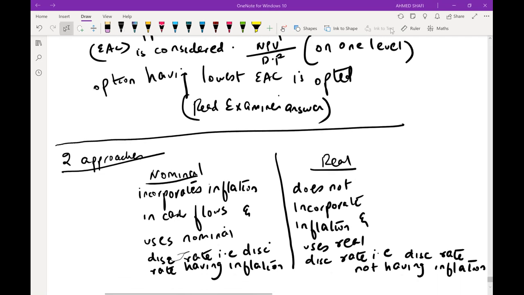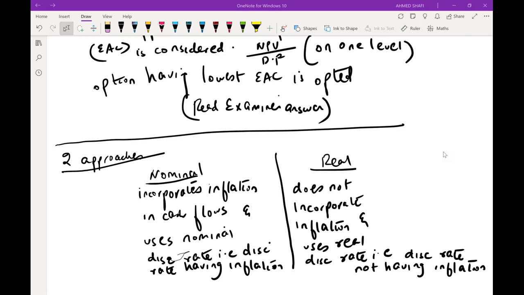So there are two approaches to deal with inflation. Nominal, real. Nominal means inflation is accounted for in cash flows, and we use nominal discount rate. Discount rate is also adjusted for inflation. And real, which does not incorporate inflation and uses real discount rate, not having inflation. So what the first requirement was, explain two approaches of dealing with inflation. Recommend which management should follow.